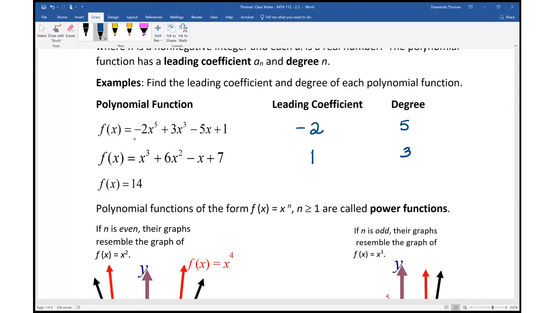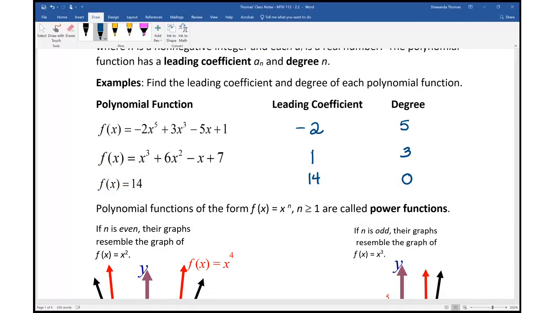And what about the leading coefficient of f of x equals 14? 14 must be the leading coefficient. And what is the degree? The degree is 0 because that's 14 times x to the 0 power. Anything to the 0 power we know to equal 1. So 14 times 1 is 14. 14 times x to the 0 is 14. Now, it could not have been x to the first power. Then you would have seen a variable next to 14.